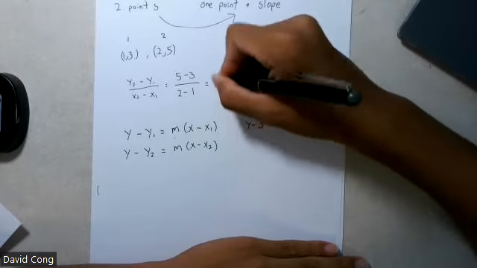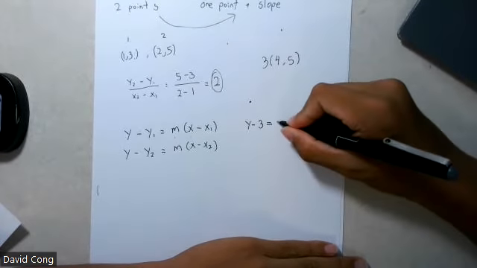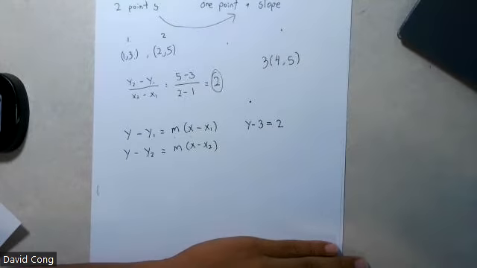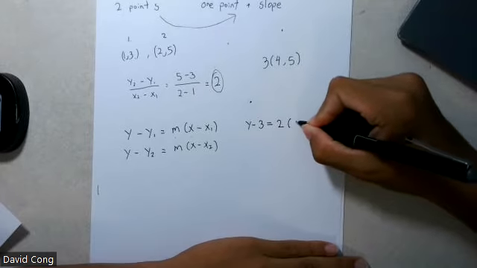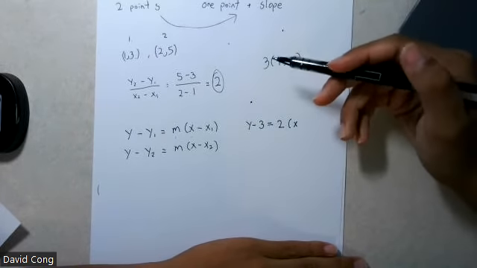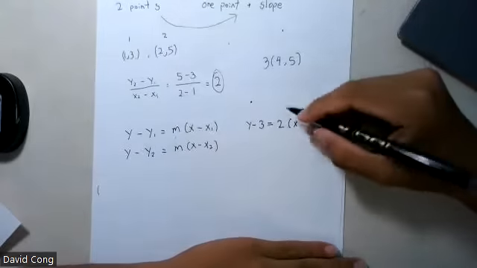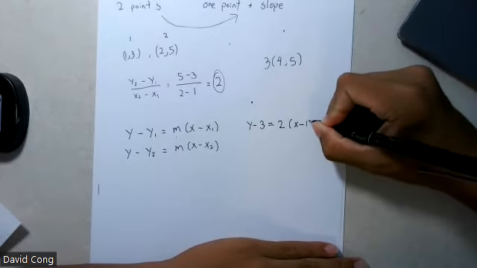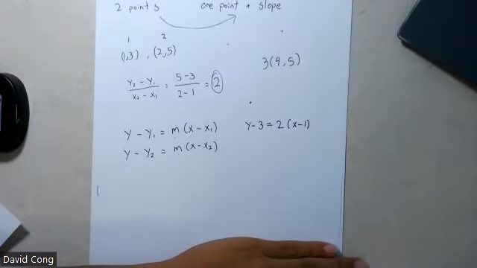And now let's look at our slope. We found our slope. It's 2. And now let's look at the x coordinate. This x will never change. And now what is the x coordinate of the first point? It's 1. So this is our point slope form.